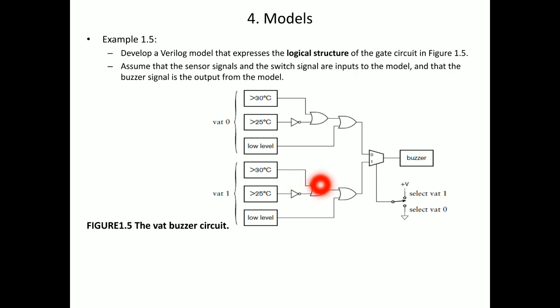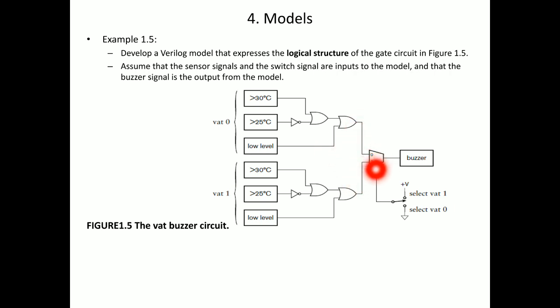VAT 1 also uses OR gates, with the same arrangement of 30 degrees centigrade and the NOT of 25 degrees centigrade as inputs to one OR gate. The output of this OR gate goes to the next-stage OR gate as one input, and the other input comes from low level. This output goes as input 1 to the multiplexer. So we will be selecting either VAT 0 or VAT 1.